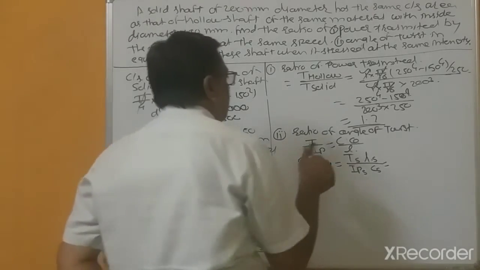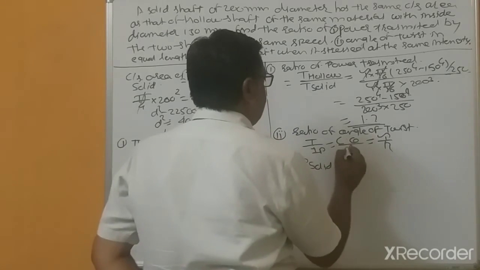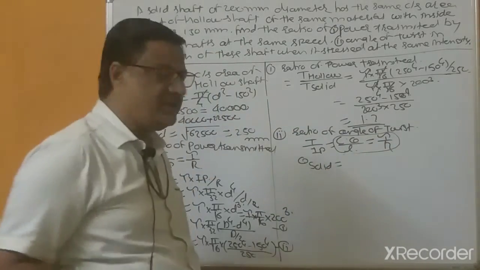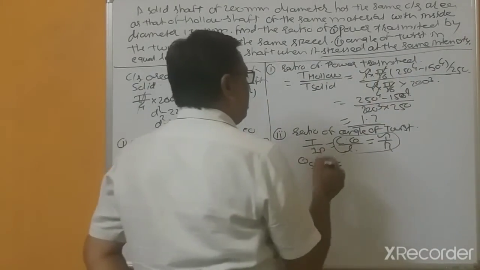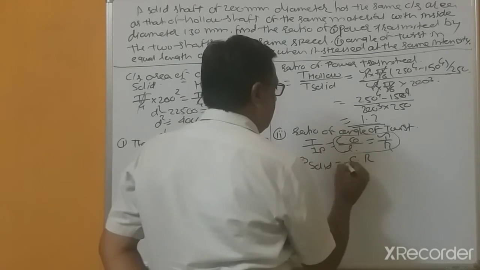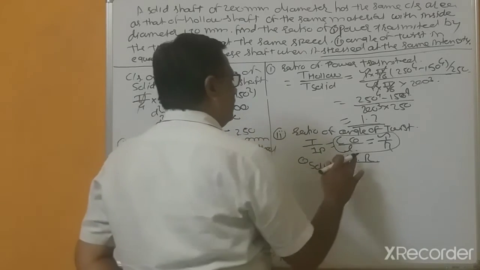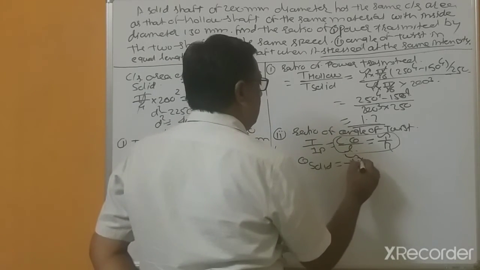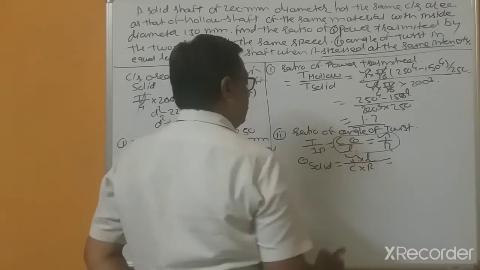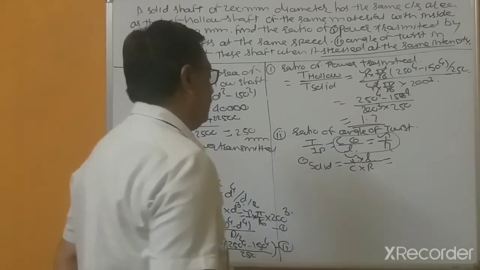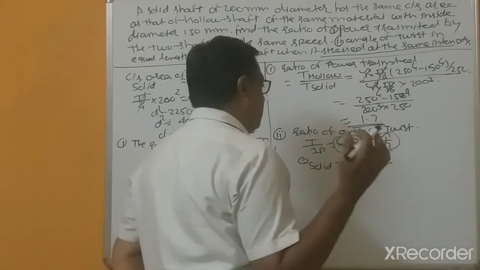Same intensity. So we have to consider these relations. Second relation. This relation is to be considered because at the same intensity. So that's why here C into R divided by tau multiplied by L divided by C into R. Length equal to length, having same length.